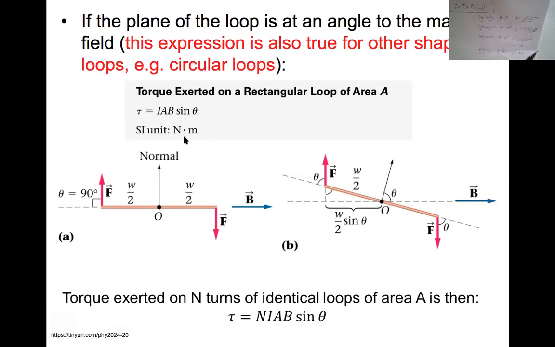The SI unit for torque is newtons times meter. So it's basically force times distance times the sine of the angle. So newton times meters, all right?